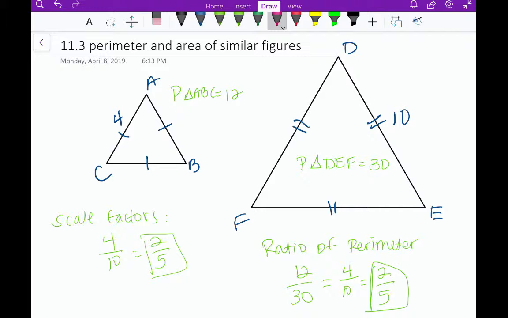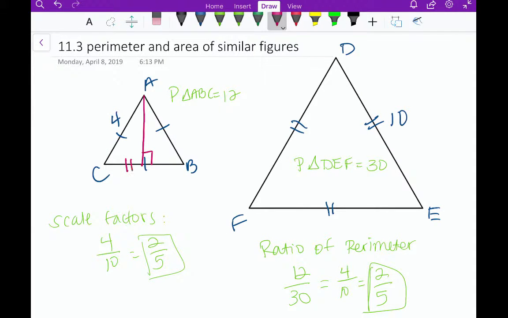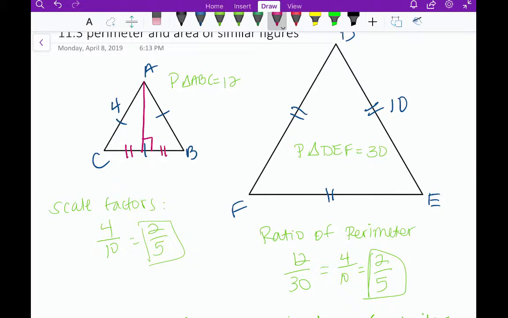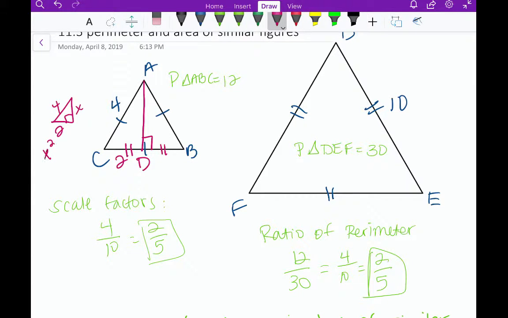And if you remember, the altitude of a triangle is its height, and the altitude of an equilateral triangle is also the perpendicular bisector. So what this means is I can actually find the altitude in this triangle. If AD is the perpendicular bisector, then these are both 2. And so I have this small right triangle here where this is 2, the hypotenuse is 4, and I'm solving for x. So x squared plus 2 squared equals 4 squared.